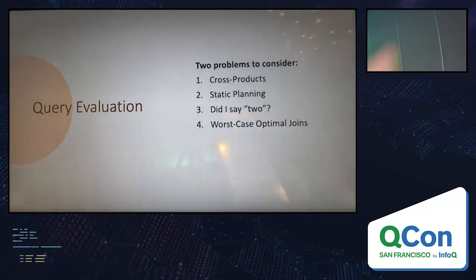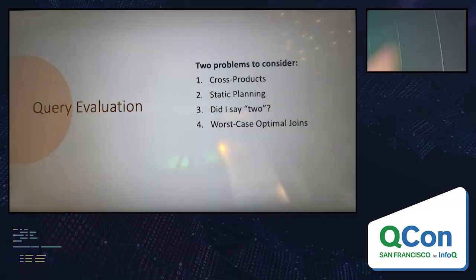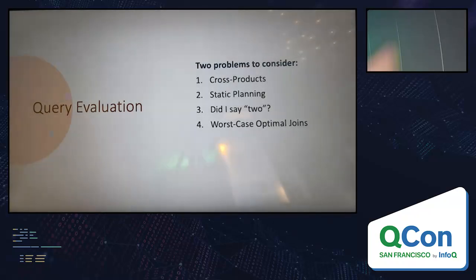Okay, worst case optimal joins, super interesting, big giant topic. You can go search for that on Google Scholar or something and read about it. It's very relevant to a social graph kind of workload, but it would be a whole other talk.